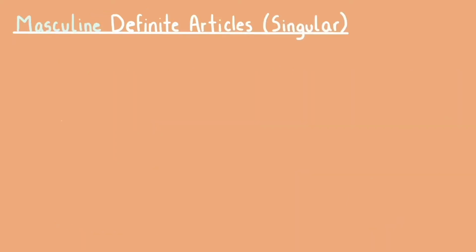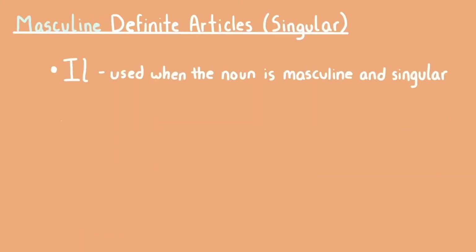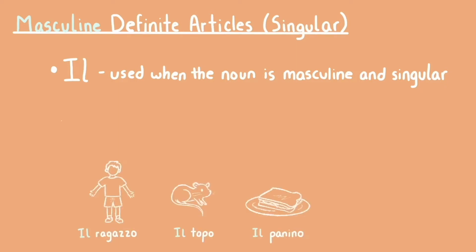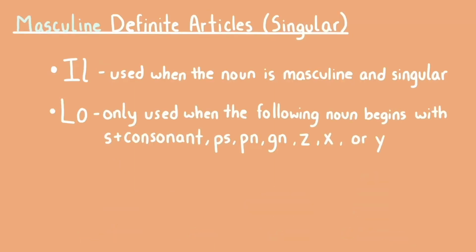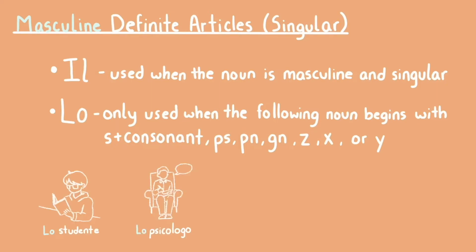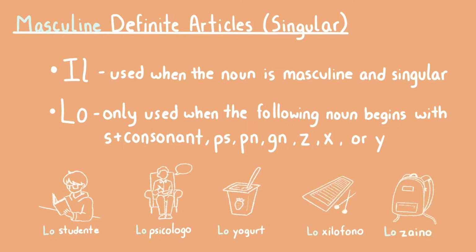Masculine definite articles, singular. Il is used when the noun is masculine and singular. Il ragazzo, il topo, il panino, and il telefono. Lo is only used when the following noun begins with an S plus consonant, PS, PN, GN, Z, X, or Y. Lo studente, lo psicologo, lo yogurt, lo xilofono, and lo zaino.